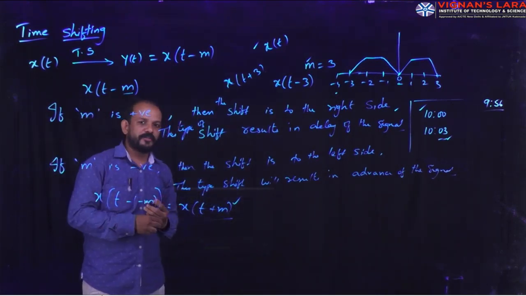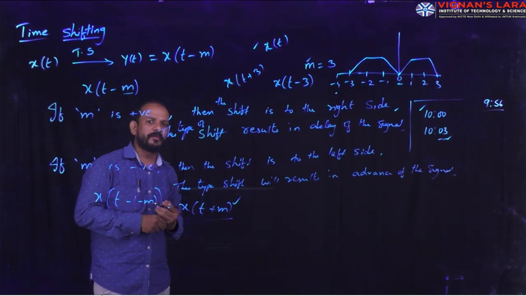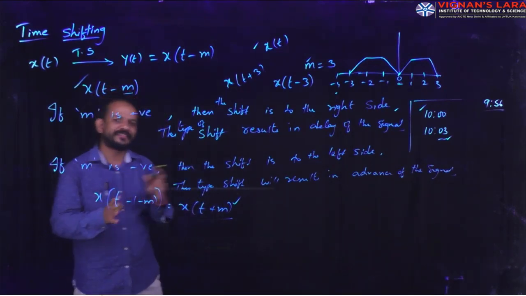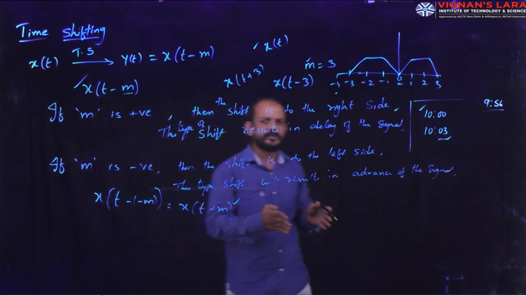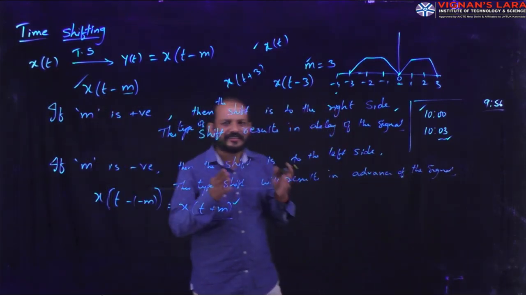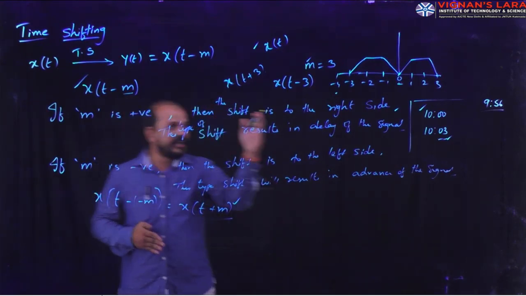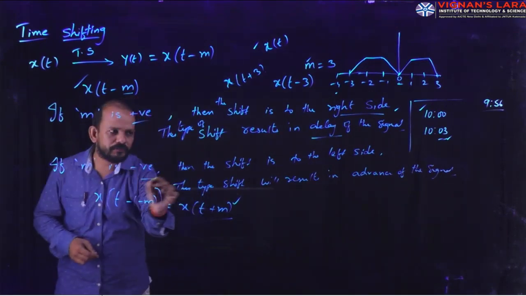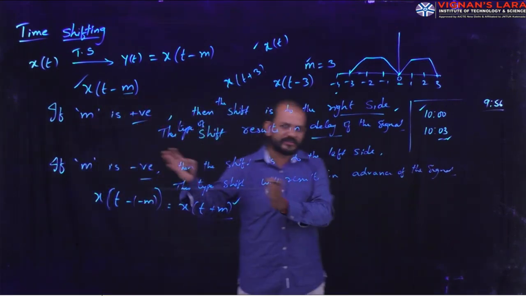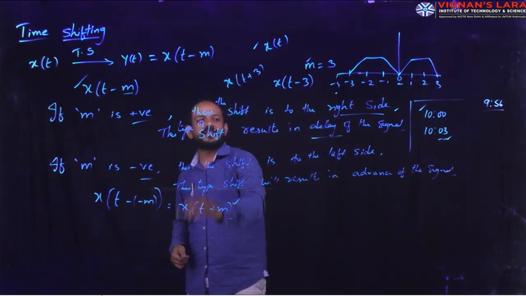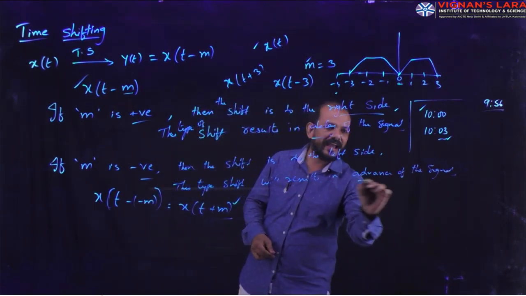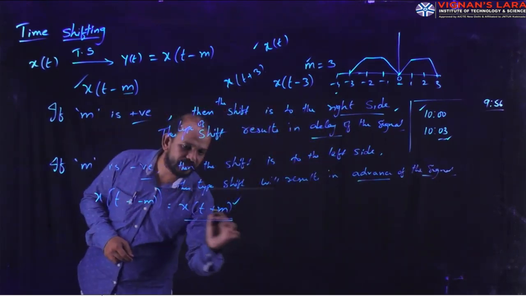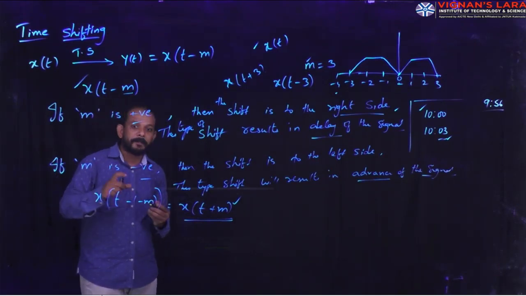So from this explanation, you have to remember only 2 things. The shifting operation will be like this: x of t minus m. If m is positive, then the shift is to the right side, and that shift will result in delay of the signal. If m is negative, then the shift is to the left side, that is negative shift. This type of shift will result in advance of the signal, and thus the equation is represented as x of t plus m.